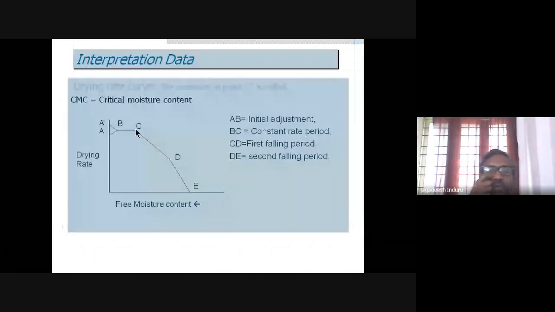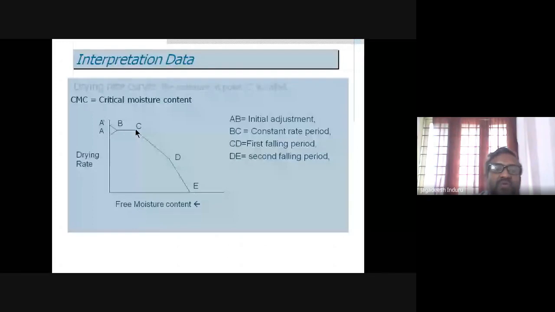Don't get confused this with FMC and EMC. These are all terminologies. I am going to tell you again, so don't worry. You will not be able to understand it in the first theory class itself. We are going to have this in the practical also. There we are going to get the data of all this. Then you can tell me what the CMC is for your particular material, and whether you have attained EMC or not.